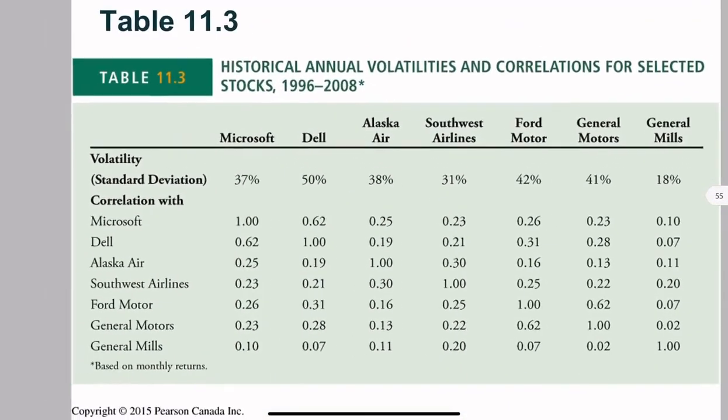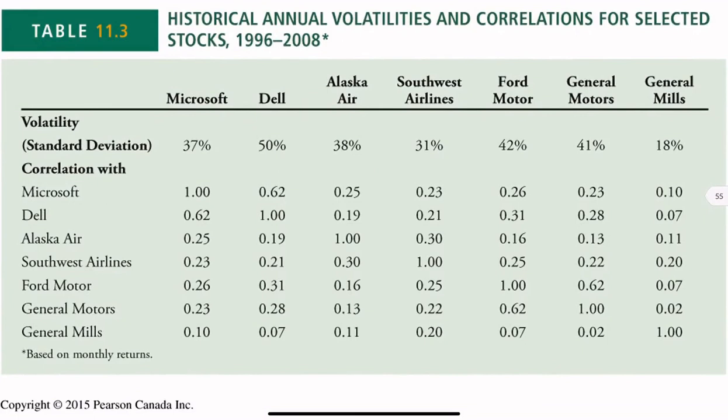Okay. So here we have a table which gives us volatilities and the correlations for selected different stocks. We will basically use this table to do some calculation here. What else can you see from this table? Well, first, this number says Microsoft has a perfect correlation with itself. Well, we just learned about this, which is obvious.